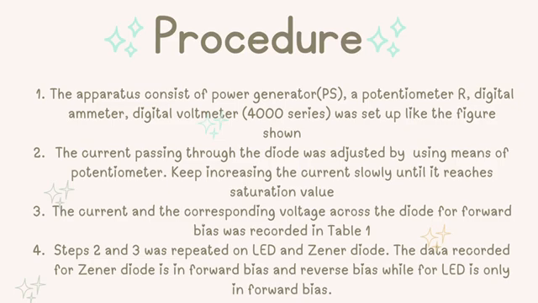We then repeat steps 2 and 3 for the LED and the Zener diode. The data recorded for the Zener diode is in forward bias and reverse bias, while for the LED it is only in forward bias.